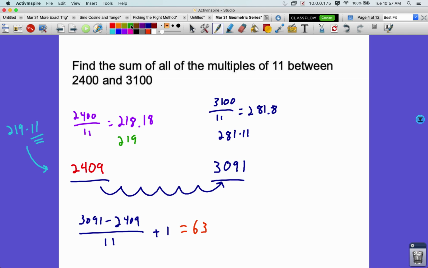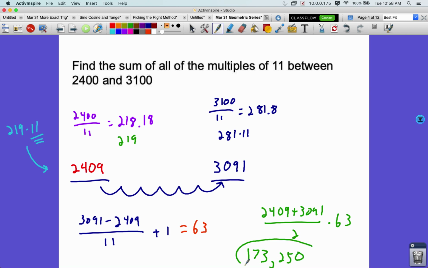All right, so now I'm ready to plug this all into my formula for the sum. To do that, I'm going to average the smallest and the biggest number and then multiply by the number of numbers. This can just be plugged directly into our calculator. 2,409 plus 3,091. Hit enter, divide by 2. I get 2,750 is the average, times 63. And I get the sum of all the multiples of 11 between those two numbers is 173,250.